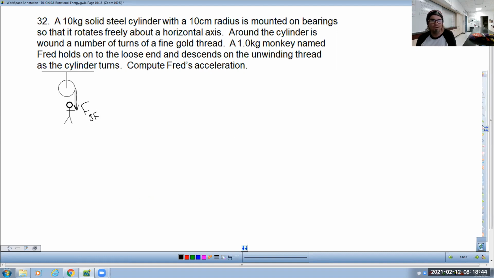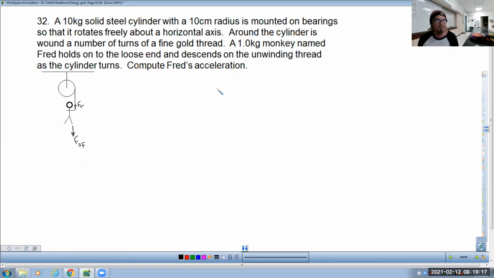The reason why we know that Fred doesn't spin the cylinder is because Fred is accelerating downward. And the only way that Fred can accelerate downward is if we make an FG for Fred and an FT for the rope right here. Those two things cannot be equal and opposite to each other, or else Fred would not be accelerating. Classic physics right there. Don't forget: if you have something that is accelerating, there has to be a net force acting on it.